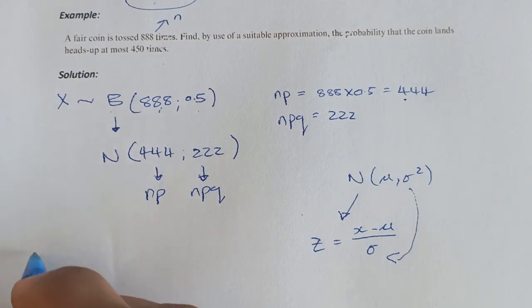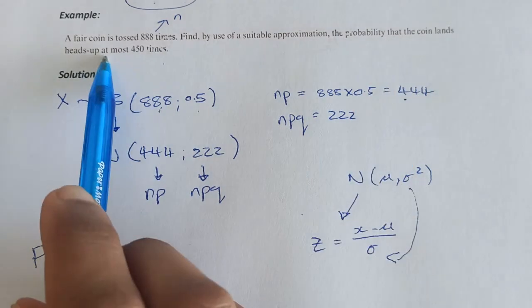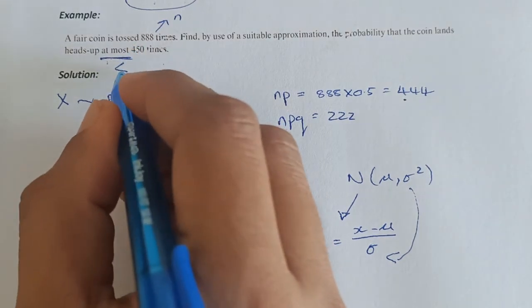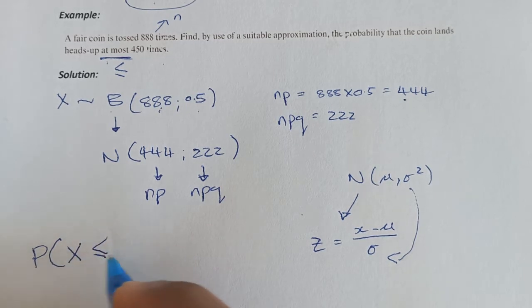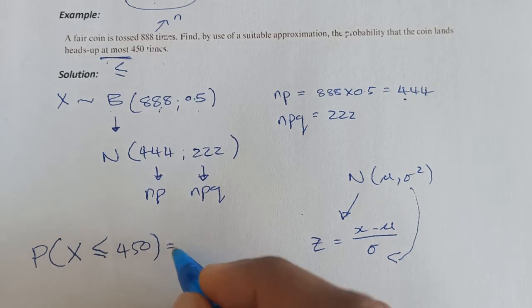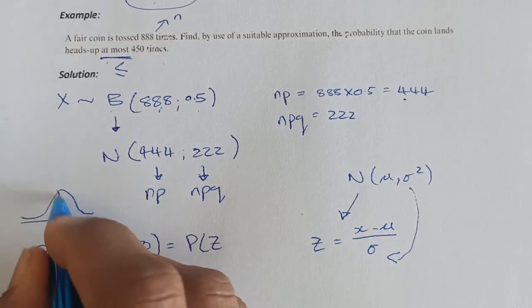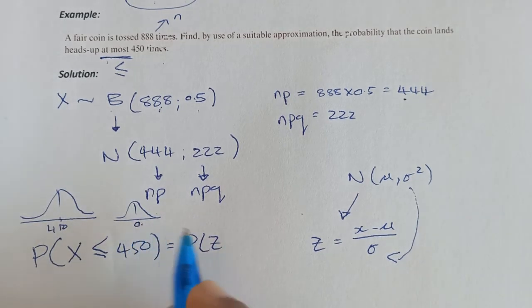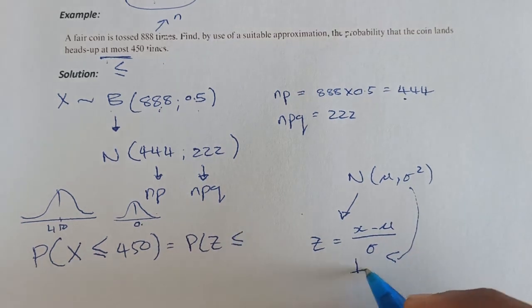Now the probability in this case, they want to know that the coin lands at most 450 times. So what does at most mean? That's another important concept. It means that it must be less than or equal to 450. So the probability that the random variable x is less than or equal to 450 is equal to the probability. Now we have to use coding. Remember, this is part of the original normal distribution. We have 450. We want to convert it into the standard normal with a mean of 0. So the z value needs to be calculated using this formula over here.